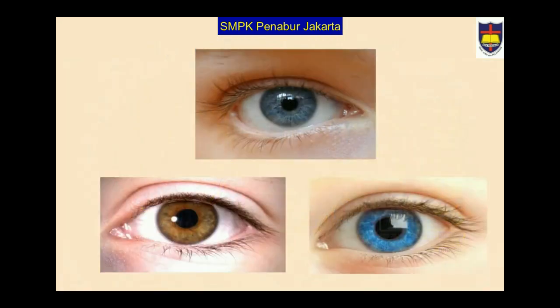Can you see the differences of these 3 pictures? Yes, there are different eyes with different color of iris and different size of pupil. The iris controls the size of the pupil depending on the light intensity in the environment. The brighter the light, the smaller the pupil.